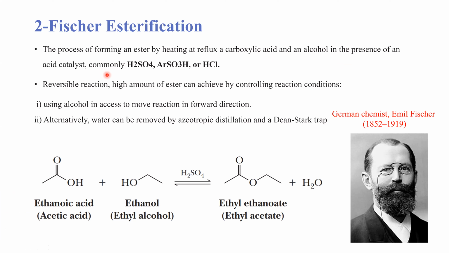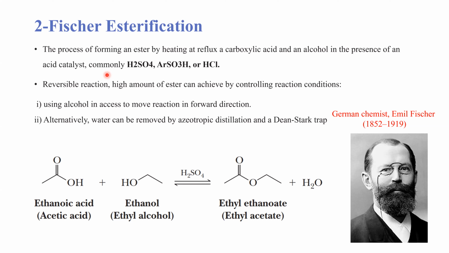carboxylic acids. In most cases, we prefer to use sulfuric acid because it is inexpensive, readily available, gives efficient synthesis, and is easy to handle for our final product. So sulfuric acid is the most commonly used acid, but we can use any of these three options as the acid catalyst for the esterification of carboxylic acid.